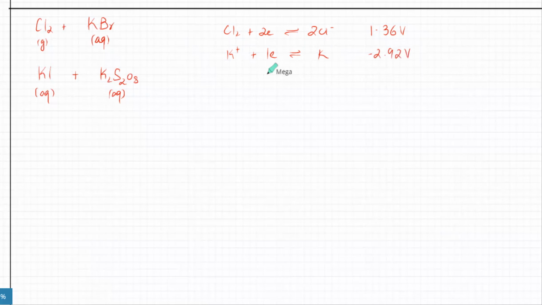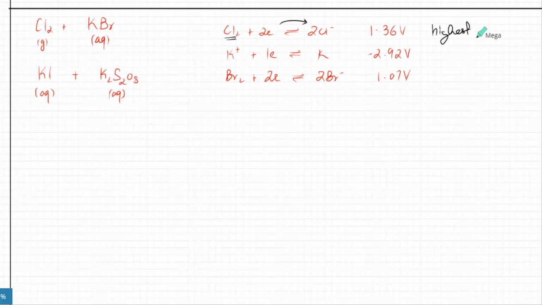And then you have Br2 in equilibrium with 2 Br minus, and that's 1.07 volts. So which one is the highest potential? Cl2. There's nothing wrong with that, you do have Cl2 as your reactant. Then K plus and Br2.